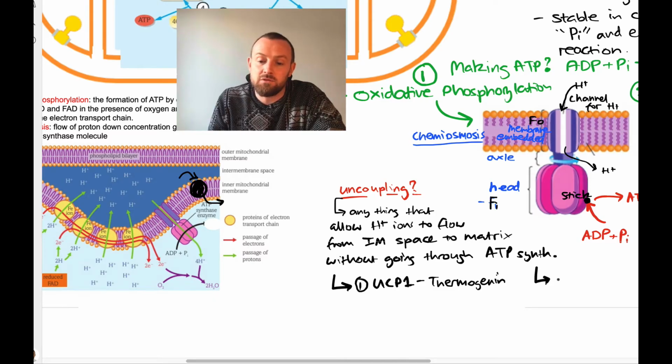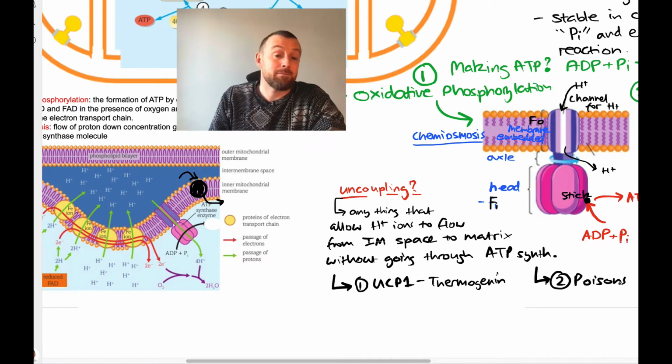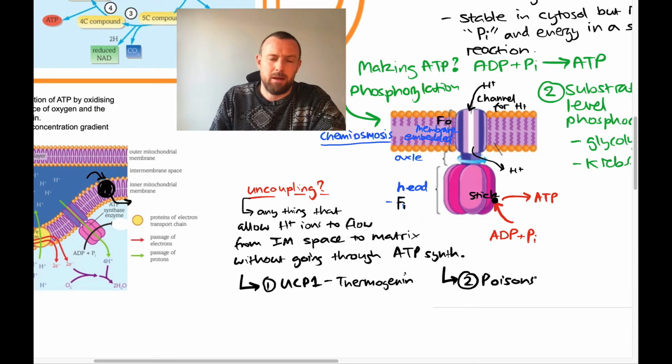And there are also poisons or toxins that can do this. One is called DNP, or dinitrophenol. I admit that might not be the correct name, but it's definitely DNP. And what it does is it's a chemical that, again, can move protons across the membrane.